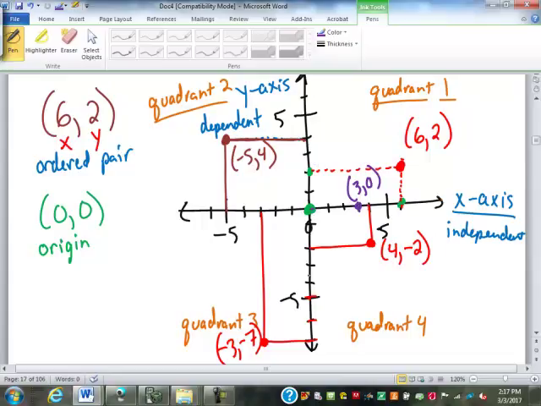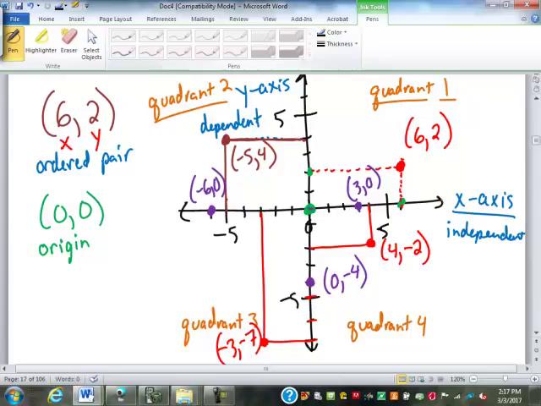So how about right here? What is this point going to be called? Careful. 0, -4. There you go. You had the right idea. I knew what you were thinking. How about this one? -6, 0. Good.